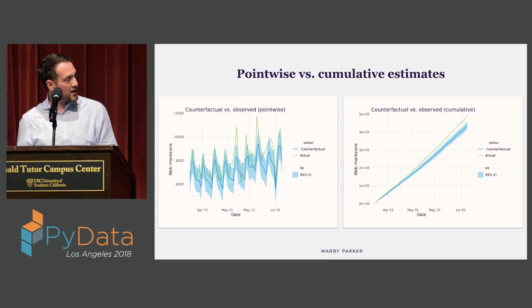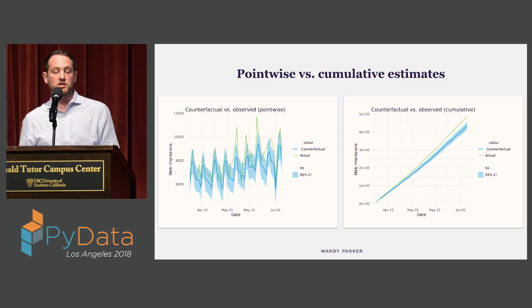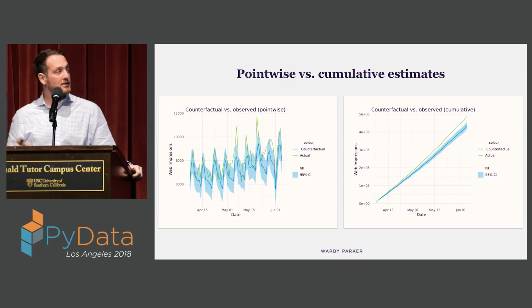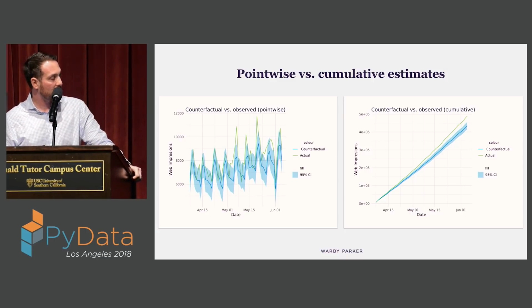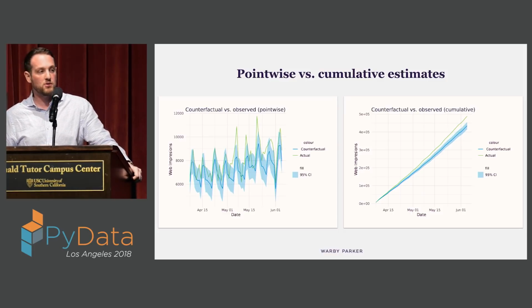For example, this is how we get prediction intervals. You can generate prediction intervals by looking at the quantiles of your posterior samples, and here we can generate them for both pointwise, so day by day, and cumulative metrics. This is really useful because, as you can see in this case, on any given day there's a small positive effect, but it may not be outside of your margin of error.